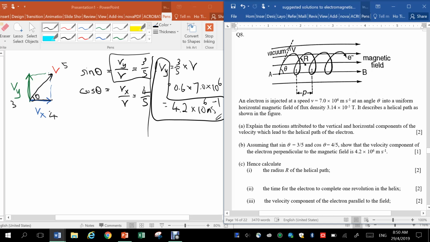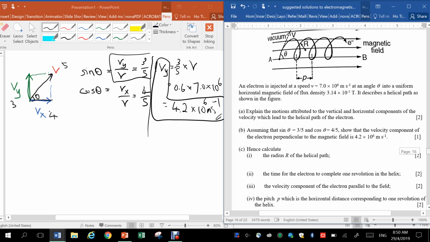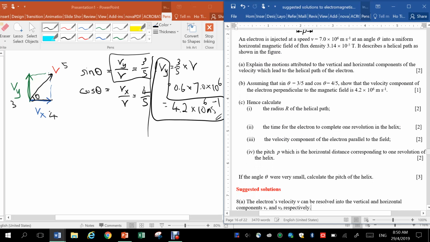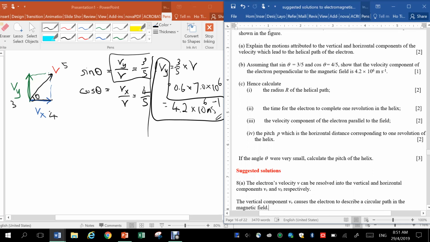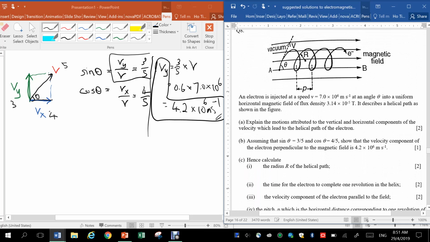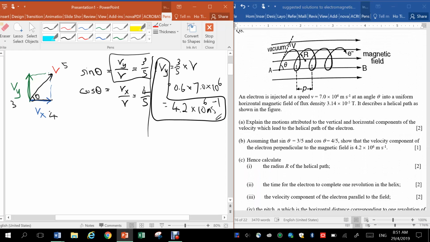The next question, C part 1. In your tutorial question, it says B because you notice there are actually two part A, but to be correct, this should be C part 1. We are now asked to find the radius of the helical path. Let's see what other information we need from the question. There's one more piece of information we need, which is the flux density B equals 3.14 times 10 to the power minus 5. I wonder if the value being so close to pi is on purpose. Let's see.